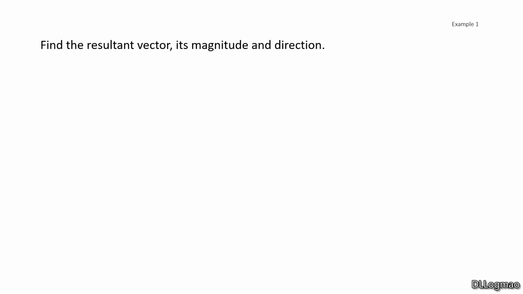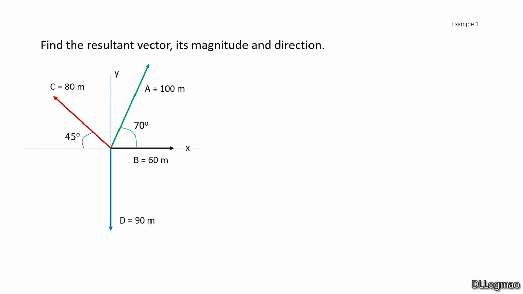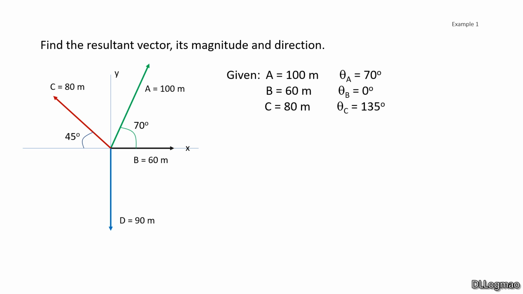Now let's have an example. Find the resultant vector, its magnitude and direction. The figure shows four vectors: A, B, C, and D. The magnitudes and directions of the given vectors are 100 meters, 70 degrees; 60 meters, 0 degrees; 80 meters, 135 degrees; and 90 meters, 270 degrees, respectively.